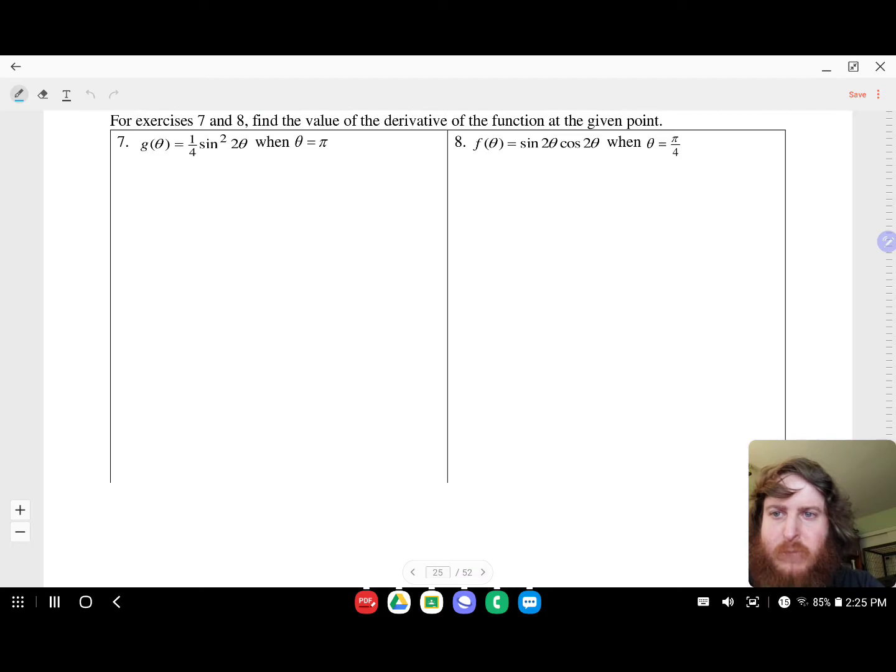Okay, moving on. Next, we're going to just find the derivative at a point. So step 1 is going to be to take the derivative. Step 2 is to plug in. Now, before we take the derivative, anytime we have sine squared of theta, what I told you guys is to make sure you write this as sine, in this case it's sine of 2 theta squared. Now, the squared is only going to the sine, it's not going to the 1/4, so make sure we write that correctly. So the 1/4 is just a coefficient, it just basically stays.